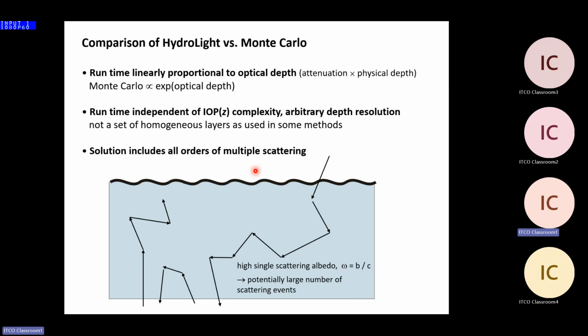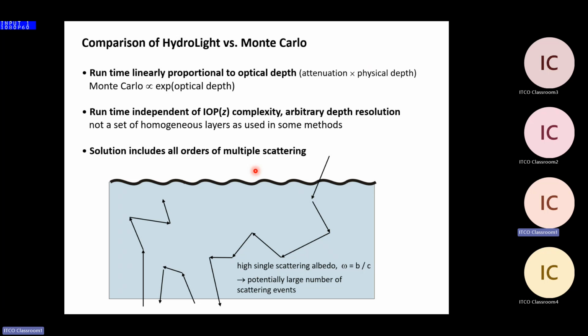It includes infinite orders of multiple scattering just by the nature of how it works. So with a Monte Carlo model, if you have very clear waters with a very high single scattering albedo, it can take a long time. You're tracing a ray through the water column. It goes on forever before it comes out. It's got high scattering, not so much absorption, and it becomes very computationally inefficient. Hydrolite actually embodies infinite orders of scattering, so you don't have to worry about any kind of limitations there.